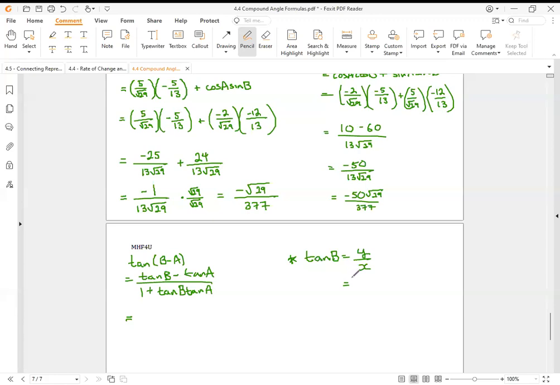Tan B is negative 12 over negative 5. We have to know how to do this on the test? No, right? No, it will not be given to you. Tan A is y over x. What is my y for A? 5. And what is my x? Negative 2. Okay.